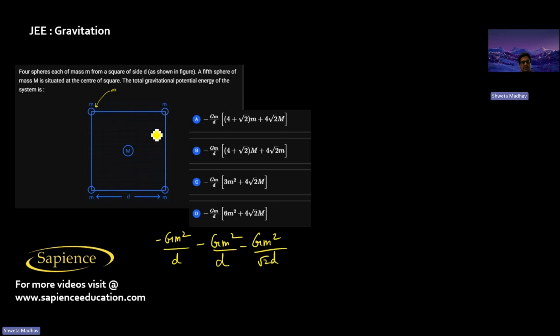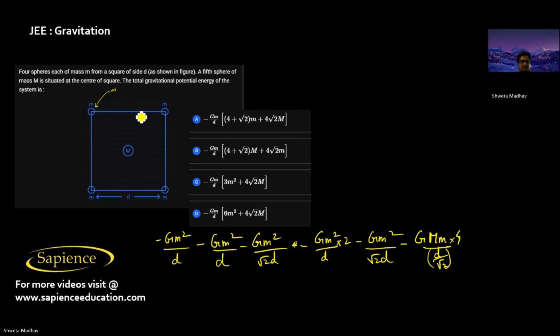Then keeping the three of them, the fourth one will be what? So that will be minus Gm square by D into 2 minus Gm square by root 2D. And the fifth one will be what? It will be minus GMm by D by root 2, D by root 2, into 4. This way, four small m masses are there. So therefore, this will be equal to minus 4 Gm square by D and minus 2 Gm square by root 2D minus 4 root 2 GMm by D.